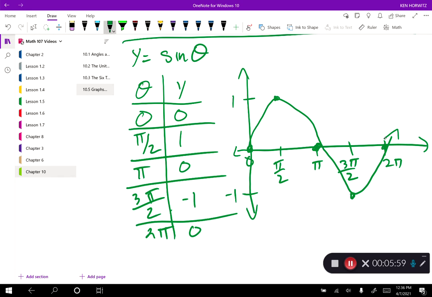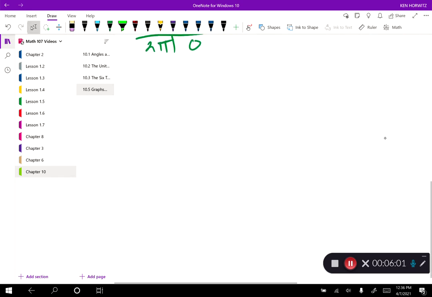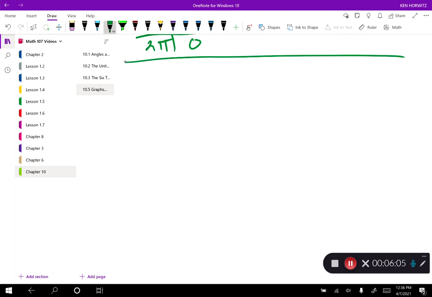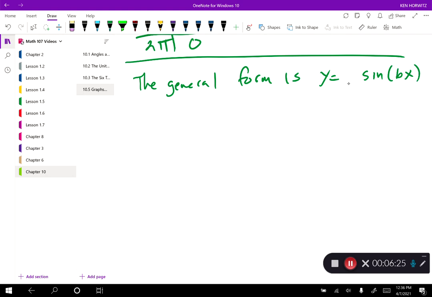Now, I used a couple of terms that I would like to define. The first is the period. The general form of the equation is y equals a sine bx. Now, different books will use different letters.